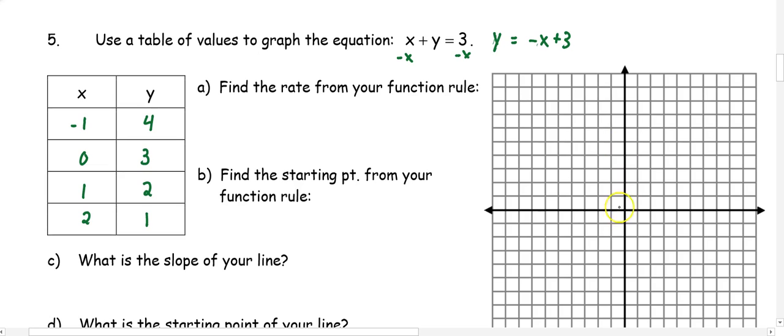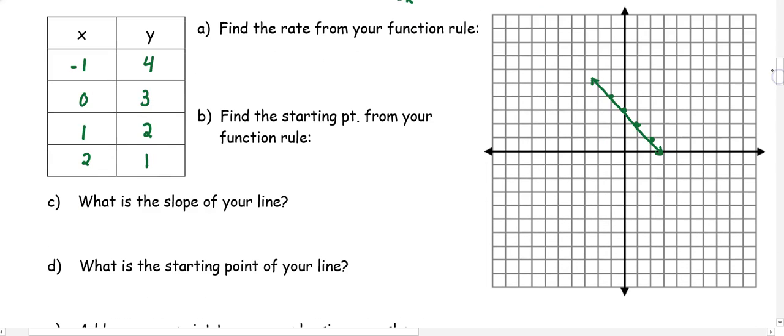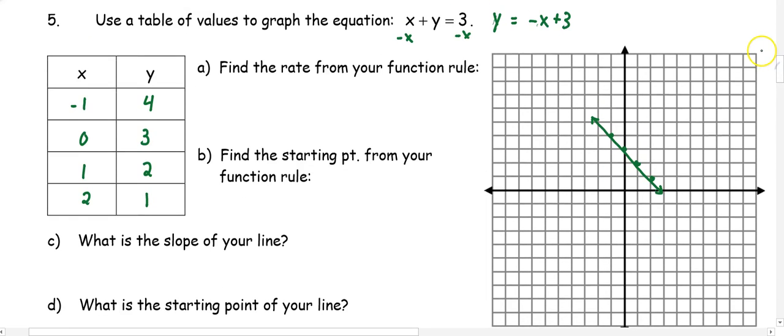So I'm going to plot these points. So I have -1, 4, 0, 3, 1, 2, and 2, 1. And then I have my line so far. So what is the rate from the function rule? Remember, the rate is the number in front of the x, which is negative. So we would say -1, or we could say -1 over 1. What's the starting point from the function rule? So what's the number by itself, which in this case is 0, 3.